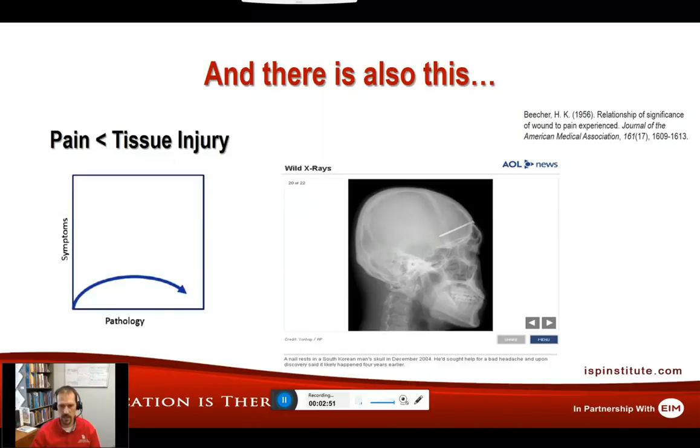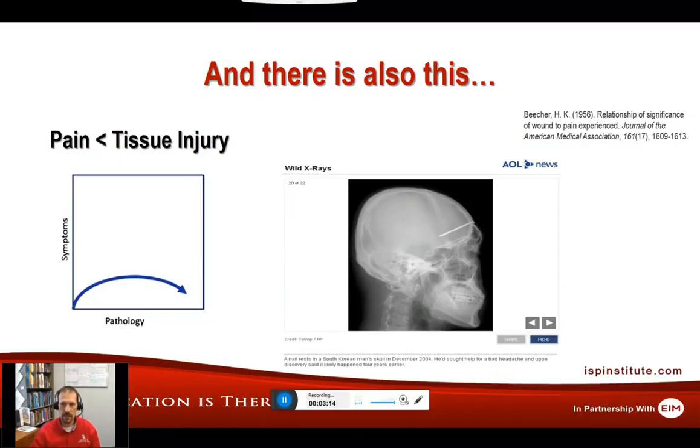For example, this young gentleman went into the doctor because of some headaches, and they did some scanning and testing, and they found he had a large nail embedded in his head. The individual remembered it most likely happened 4 years earlier when a nail gun he had been working with, he thought had misfired, but eventually obviously did fire, and it lodged a nail inside of his head.